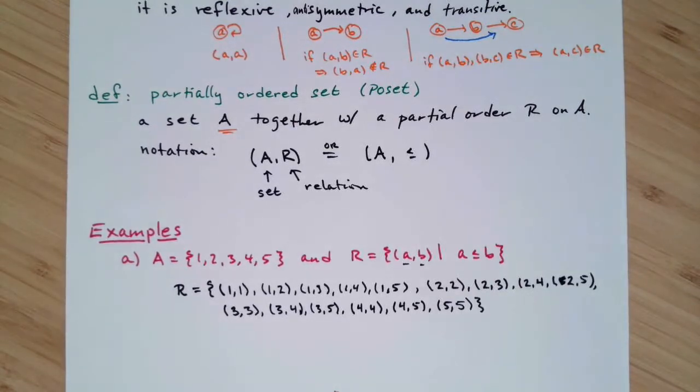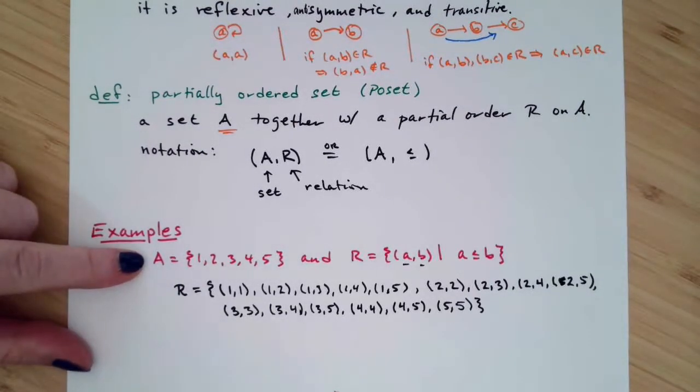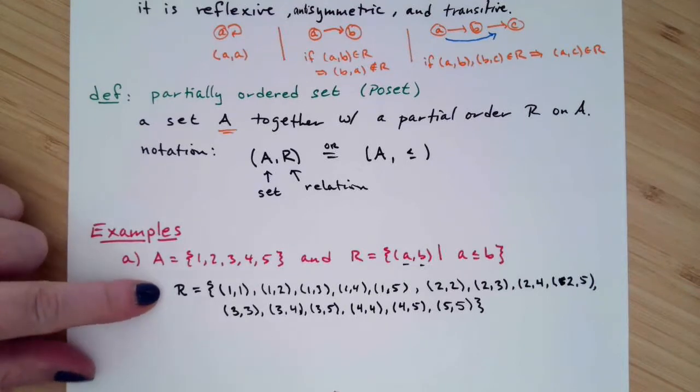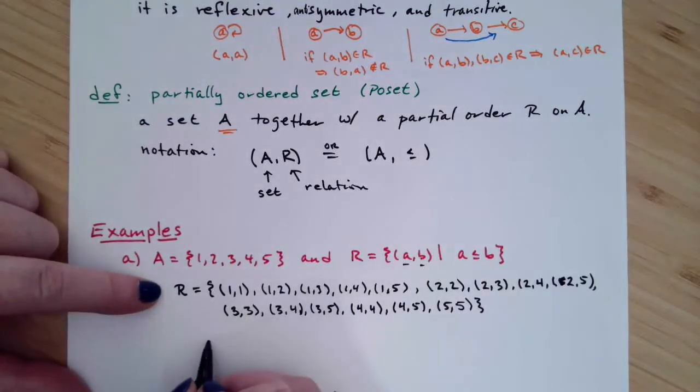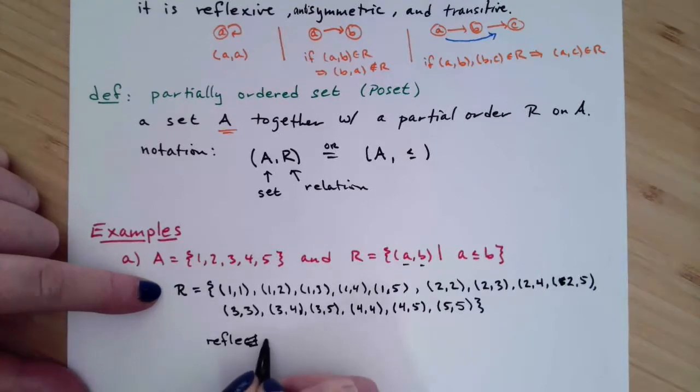Now, in order for A to be a poset, the only thing you have to check is whether the relation R is a partial order. Well, let's check that out. So if we look to see if R is reflexive.